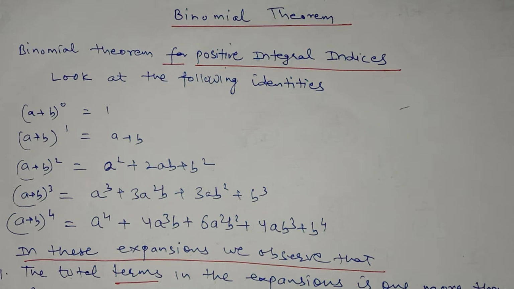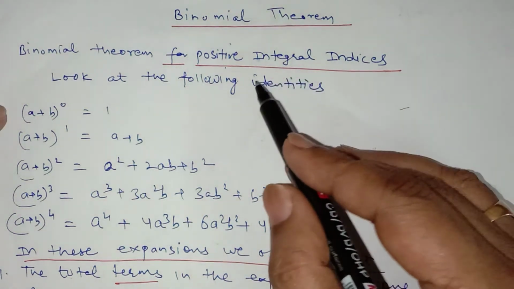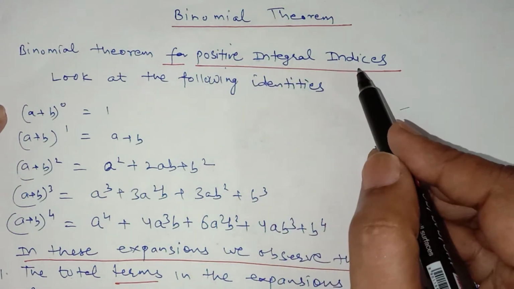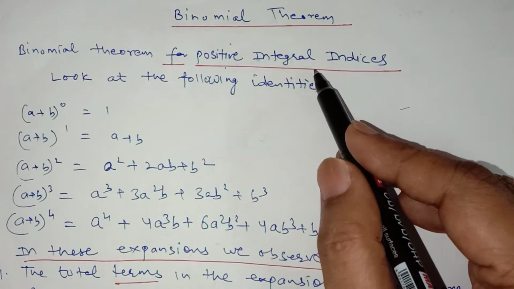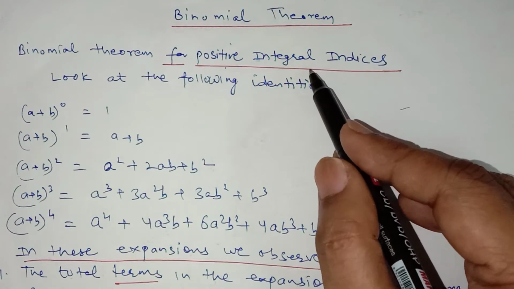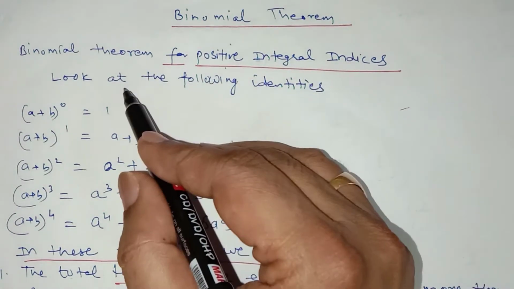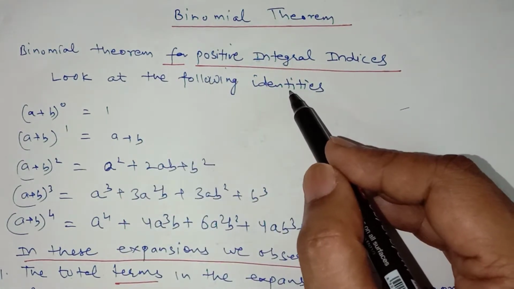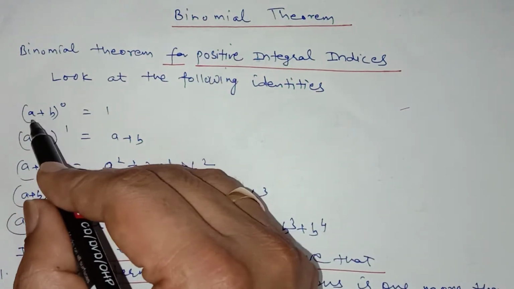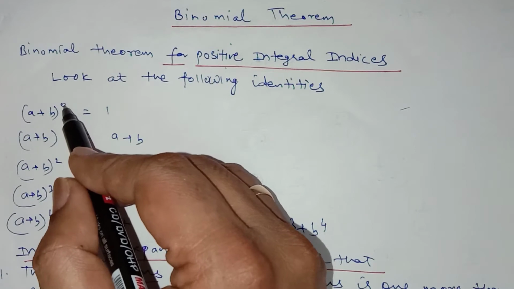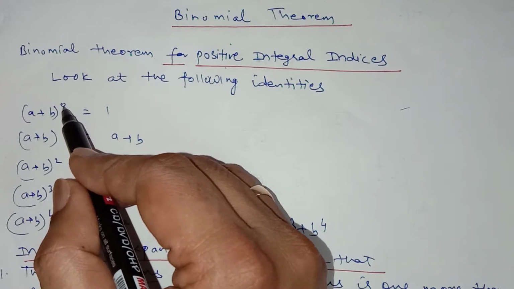Now, the binomial theorem for the positive integral indices means that the power of the binomial should be a positive integer. Let us look at the following identities. Then we'll derive the formula for the binomial. Binomial means the power of the binomial, and the power of this binomial should be a positive integer.